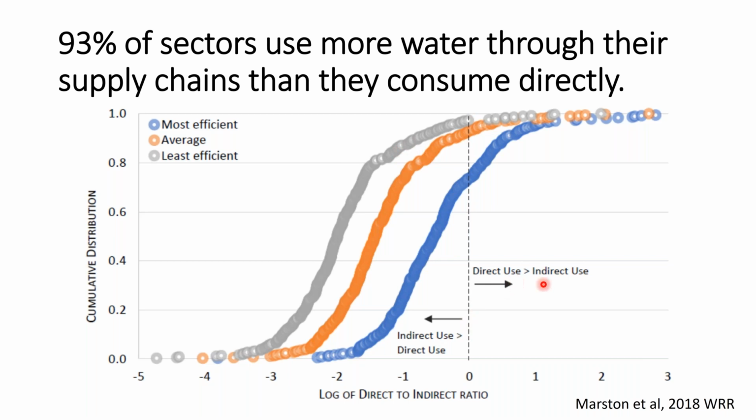Each one of these dots represents a specific industry. If you're to the right of this line, you use more water directly in your production facility than you use indirectly back through your supply chain. Whereas if you're to the left of this line, you use more water indirectly back through the products that you purchase than you use directly.